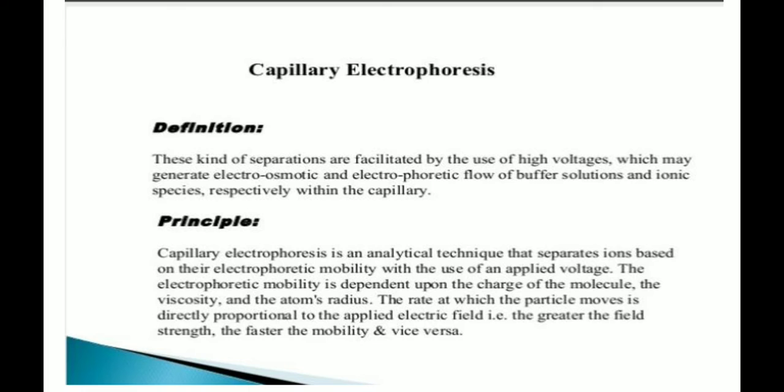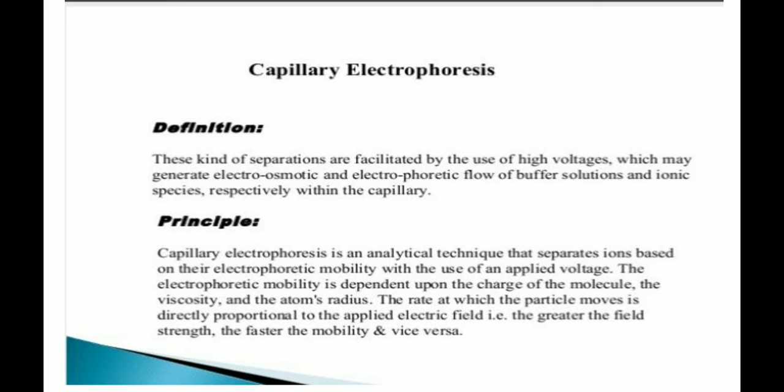Here is the definition of capillary electrophoresis. This kind of separation is facilitated by the use of high voltages. That means in electrophoresis we have to use a high voltage current, which may generate electroosmotic and electrophoretic flow of buffer solution and ionic species respectively within the capillary tube. Here two terms are very important: electroosmotic and electrophoretic flow. We will see about them further, but before that, the principle of this technique.